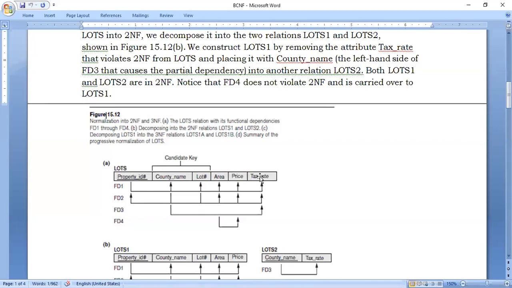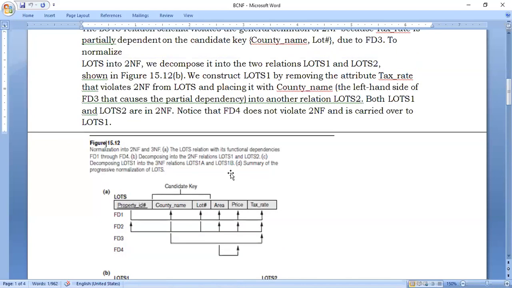Now let us try to understand the same example for second normalization. Let us understand what each attribute means. Property ID means there is an ID given to each property. Property here means a plot, a plot which has a specific area that is to be sold. So each plot has been given a property ID.